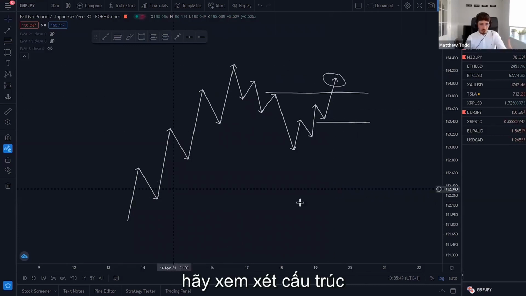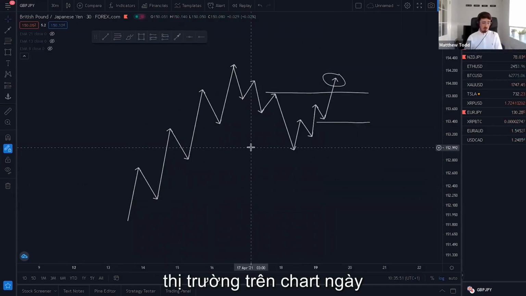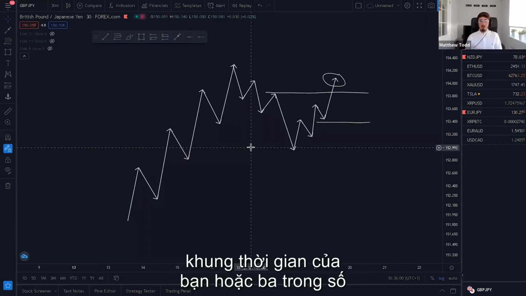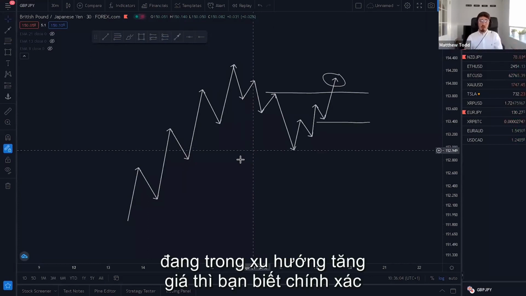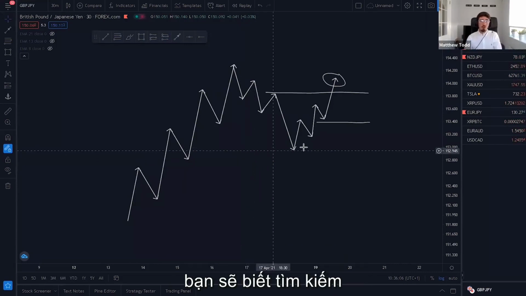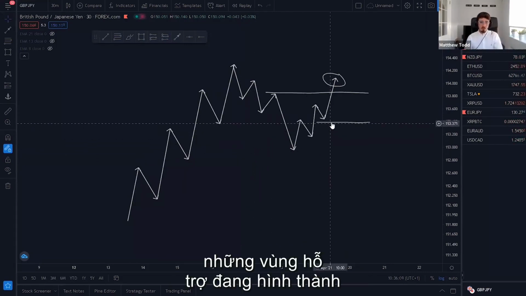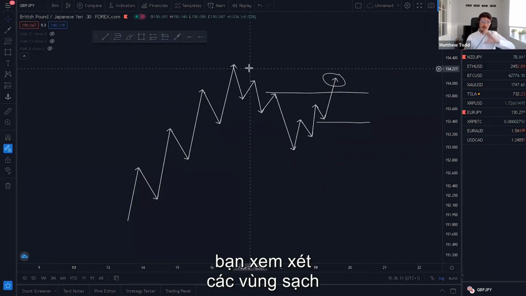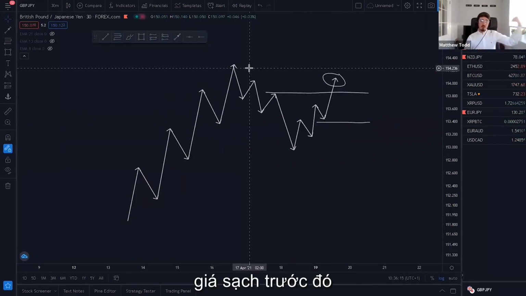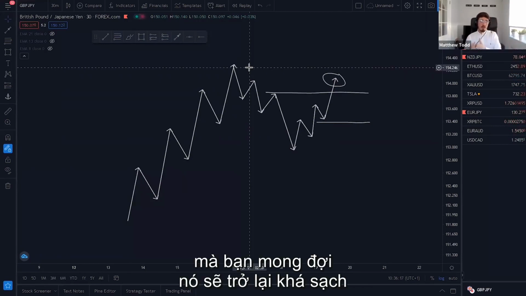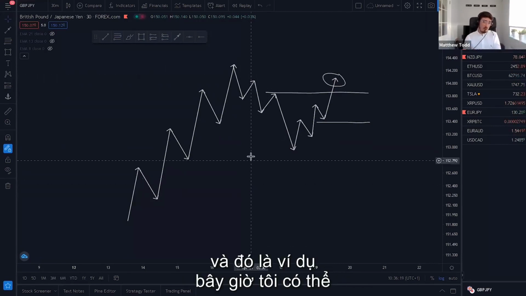Work out what this structure is suggesting on daily, on 4 hour, on 30-minute, and then determine what your bias is going to be. Because if you've got 2 or 3 of your time frames all working out that they're in a bullish trend, then you know exactly what to do. You know that you're just looking for areas of support to form. You're looking at clean zones to the left-hand side. You're looking at these zones where price action was clean before, that you'd expect it to be quite clean again. And that's examples that I can now go and show.